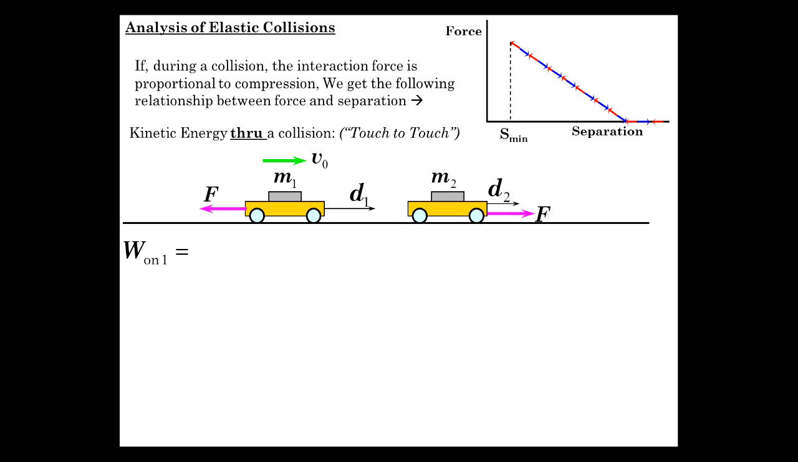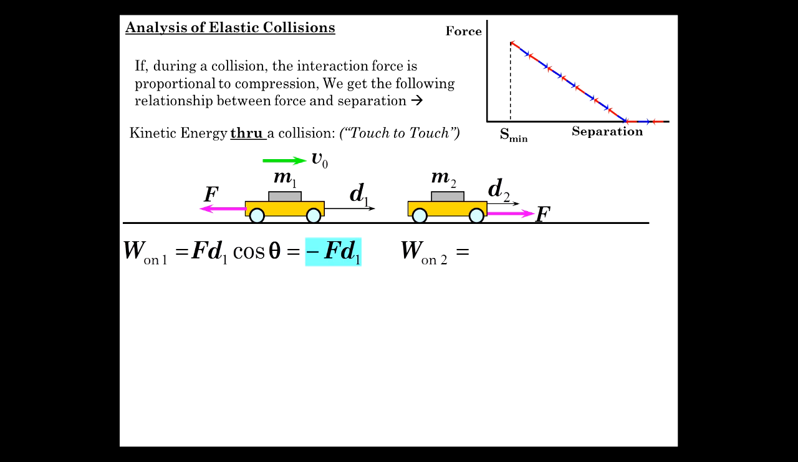Work done on cart 1. The displacement, in particular, and the force are in opposite directions. The work done by a force is F d cosine theta, but the angle between F and d1 is 180 degrees. So this is minus F d1. So it's negative work.